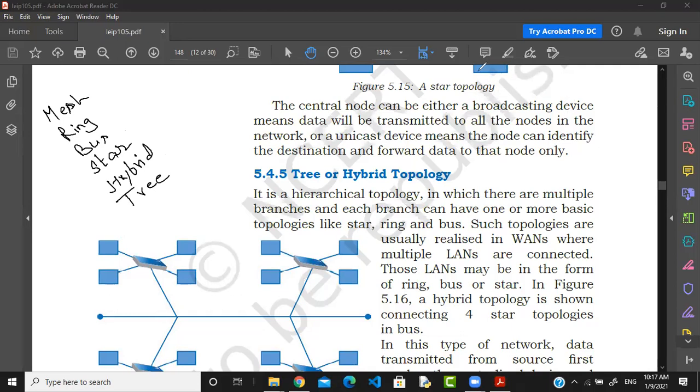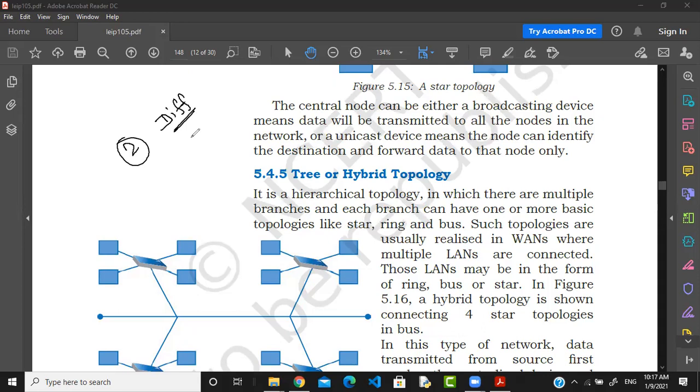Go through all these topologies carefully, because you can get one or two questions from this topic. One question is based on the difference. One question is on an advantage, and one is on a disadvantage. For example, write one advantage and one disadvantage of bus topology, or write one advantage and one disadvantage of a star topology. Or what is the difference between bus and star? Something like this.